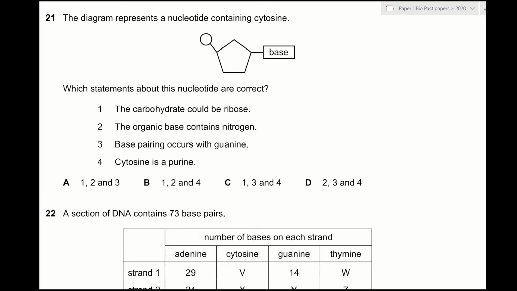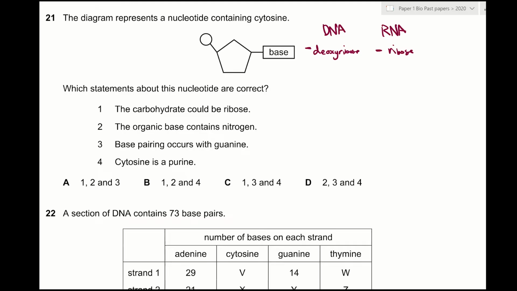21. The diagram represents a nucleotide containing cytosine. Which statements about this nucleotide are correct? So as we all know, we have two types of nucleotides: the DNA nucleotide and the RNA nucleotide. By the way, they are not the same, they are different. First of all, we know that the pentose sugar for the DNA nucleotide is deoxyribose, and the pentose sugar for RNA is ribose. So they are different, be aware of this.